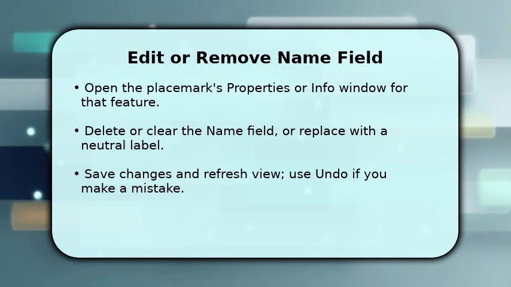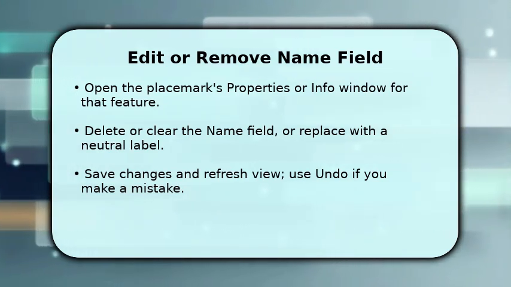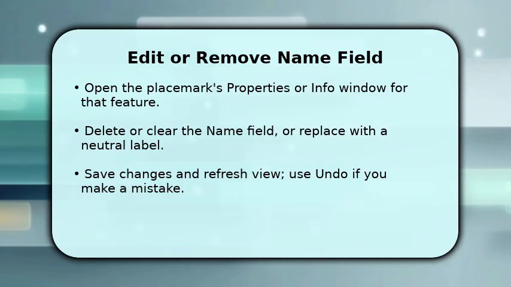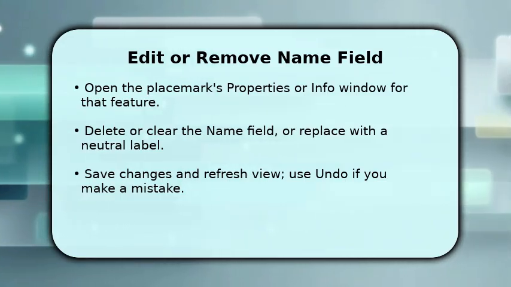You now edit the place mark directly. Open Properties or Info and locate the name field. Clear the text to remove the visible name or replace it with a neutral placeholder if needed for organization. Make sure to click Save or OK so the change writes to your Places file or project.